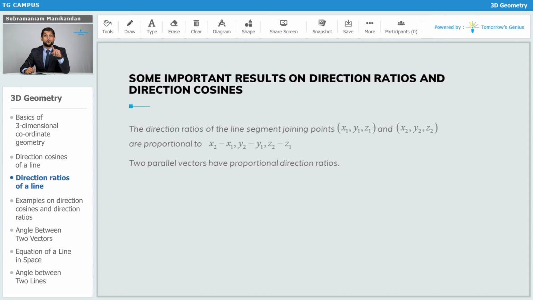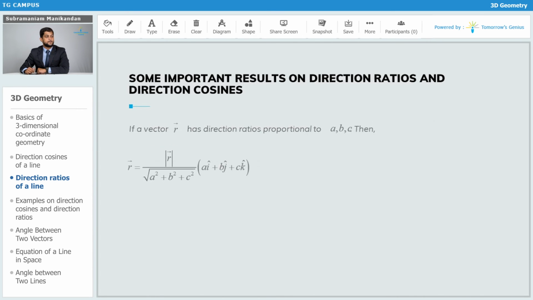Parallel vectors will have proportional direction ratios, but they will have the exact same direction cosines, right? Why is that? Because they are parallel, they make the exact same angles with the x, y and z axis. So there is no question of direction cosines being different or proportional. The direction cosines have to be exactly equal to each other. L1 will be equal to L2, M1 will be equal to M2, N1 will be equal to N2.